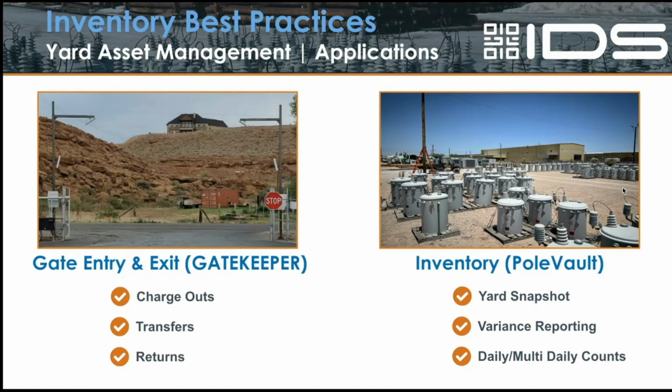We can also transfer if you have multiple locations and a tag goes out one gate and it's seen at another location's gate. We present that information so that you can make a decision if you want to permanently transfer that. And we can also return it. So if we expense something out, it goes out for a couple days and it comes back, we can then return it. And then on the pole vault side, again, we can do full or cycle count yard snapshots. We can provide instant variance reporting, and we can do that whenever. Right now it says daily or multi-daily counts.